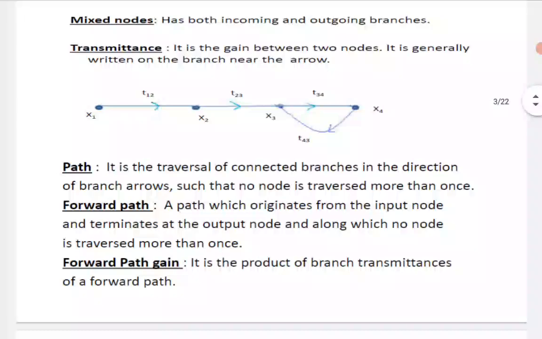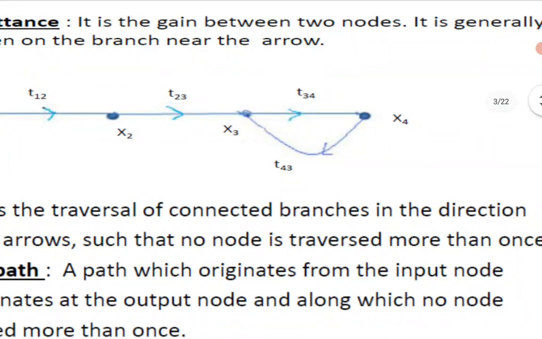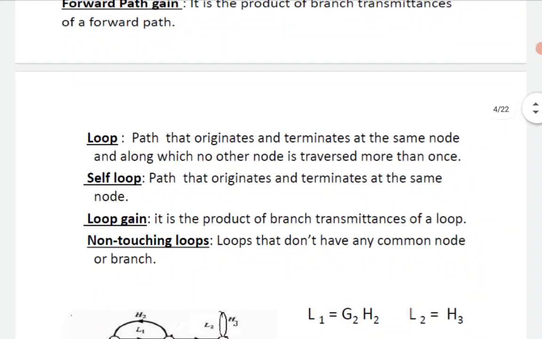So in this scenario, if I am looking at this one, the loop gain goes from x3 to x4, then it is coming back to x3. So the loop gain will be t34 into t43. Okay, so that is my loop gain. In such a way you can proceed further to solve relevant problems regarding signal flow graph.